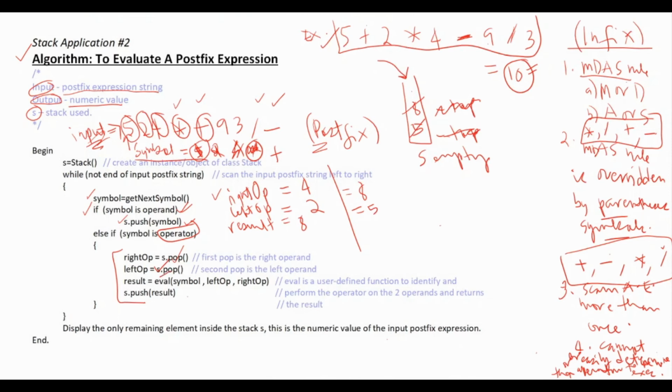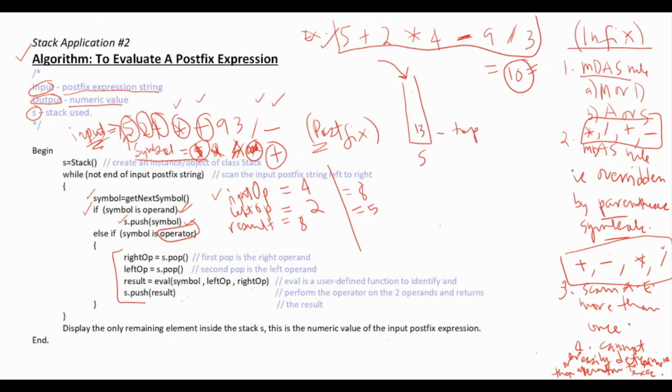And then we call eval, performing the symbol operator, which is plus, on the 2 operands, left operand is 5 and the right operand is 8. So 5 plus 8, eval would return the value 13. So result is equal to 13, and then 13, which is the value of result, is pushed into the stack. So what happens now is we have this removed already. We have now 13 inside, and this becomes the new top.